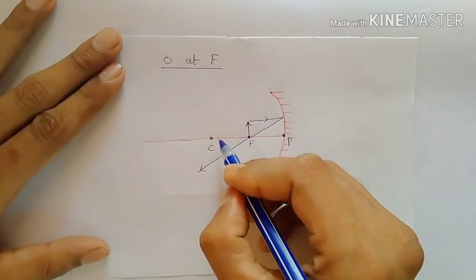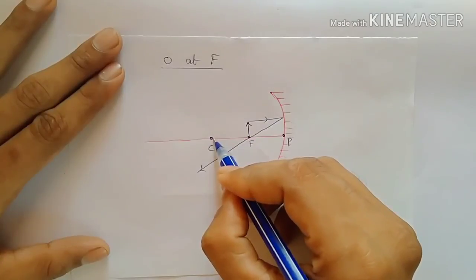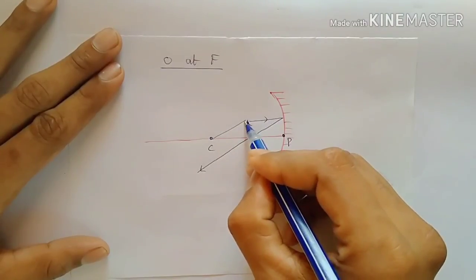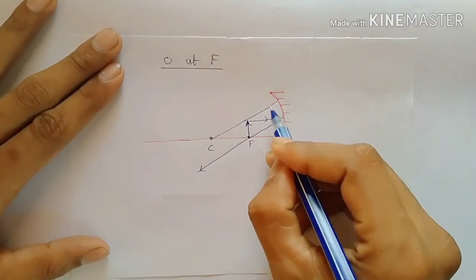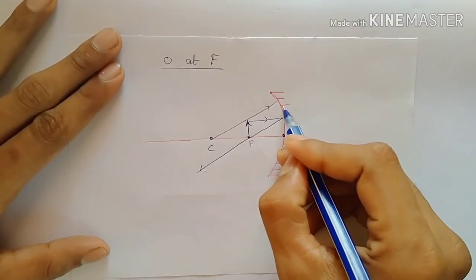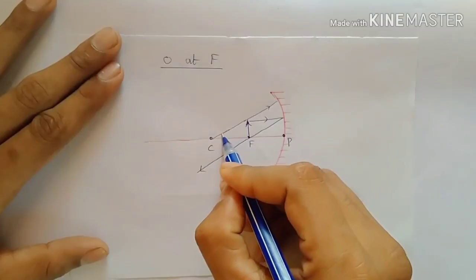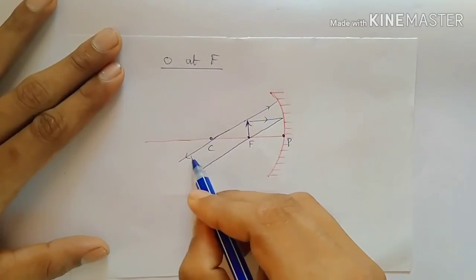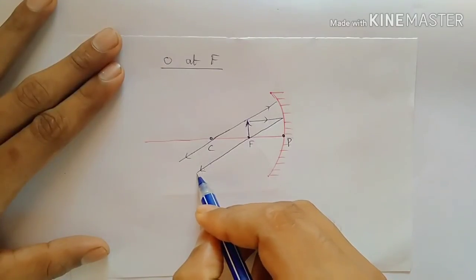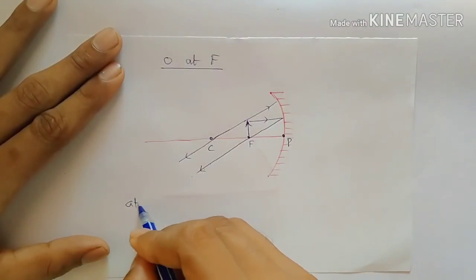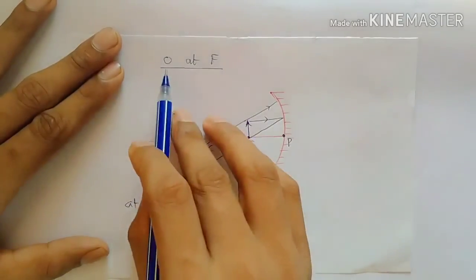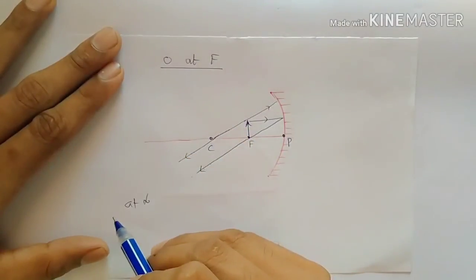Then if we are drawing another ray which is starting from the center of curvature and touching the head of the object, it will move like this, and it will fall over the mirror over there, and it will bounce back like this. You could see these two rays are parallel rays, therefore they will try to converge at infinity. Therefore the image will be formed at infinity if the object is placed at F. The image will be formed at infinity.